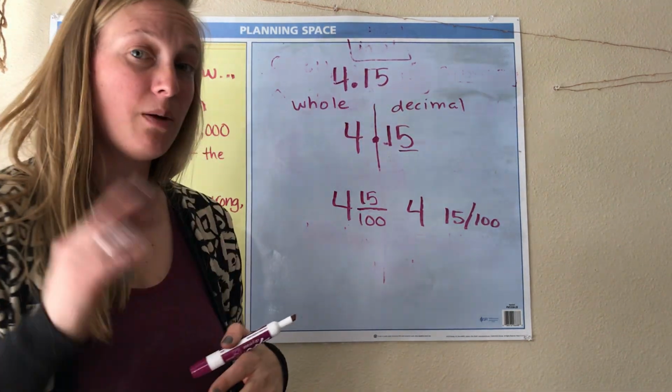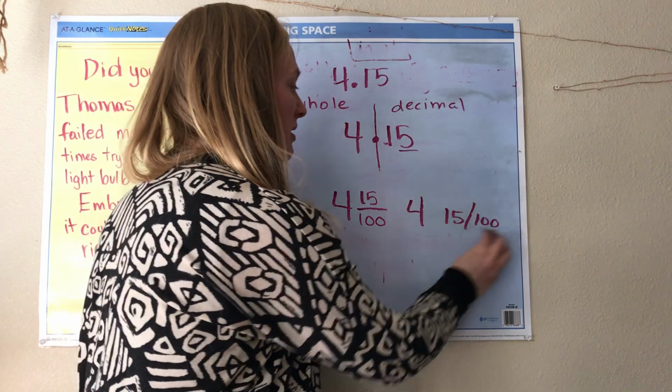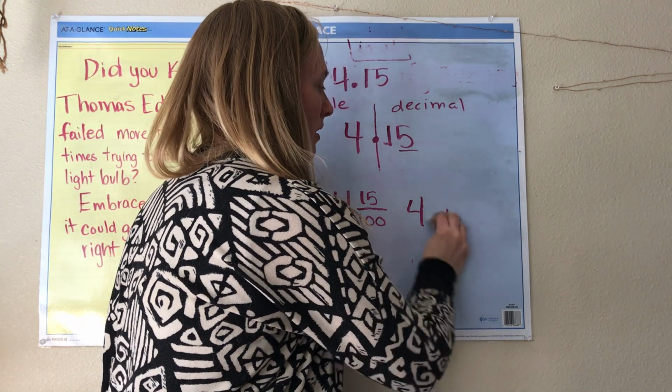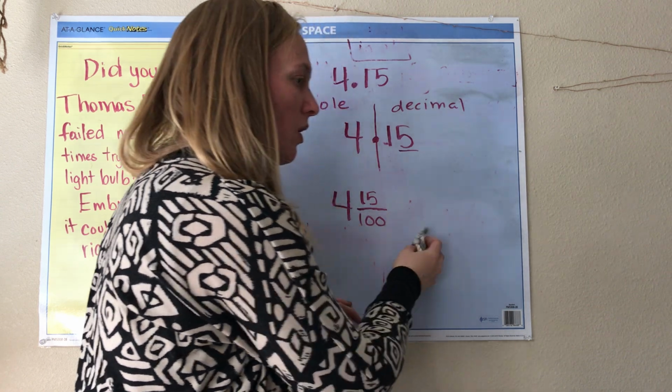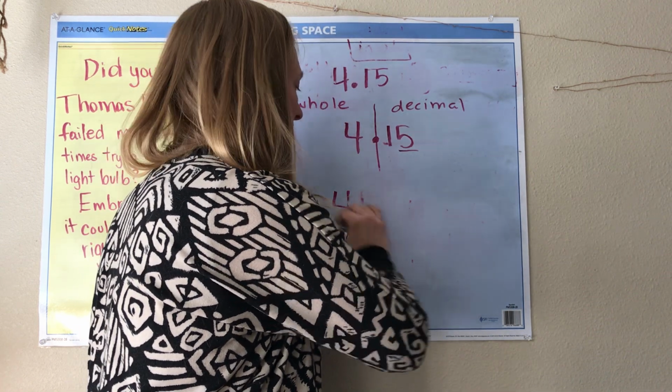Okay, question number 4. We are going to turn the fraction 25 over 100 into a decimal.